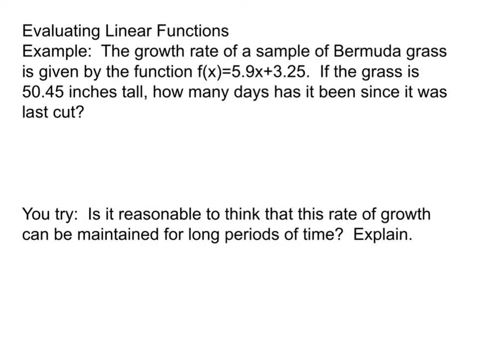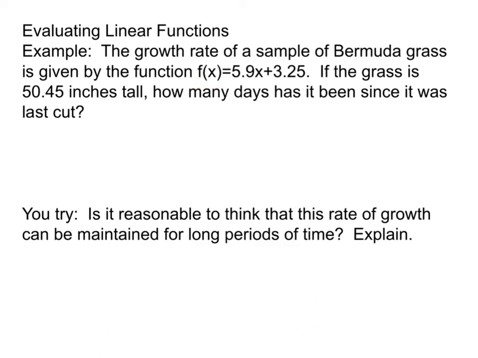So if we look at this function, the 5.9 is the growth rate, and the 3.25 is the starting position, where it's at. If we were assuming, this would be where the lawnmower cuts it down to. So if we know that it's going to grow to 50.45, that'll actually be our f of x.